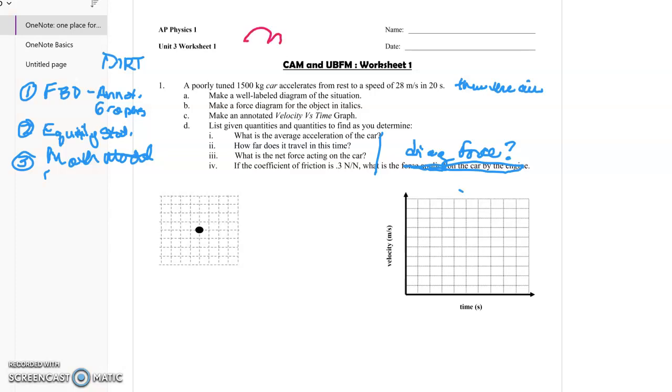Okie dokie. I've got a car. It's starting from rest. Rest means V naught and X naught are both 0. Okay, so there's the starting line. And then later the car has a V of 28 meters per second. Okay, great. So I think that's probably the car is traveling this way. Great. All right, so we'll label diagram, force diagram.